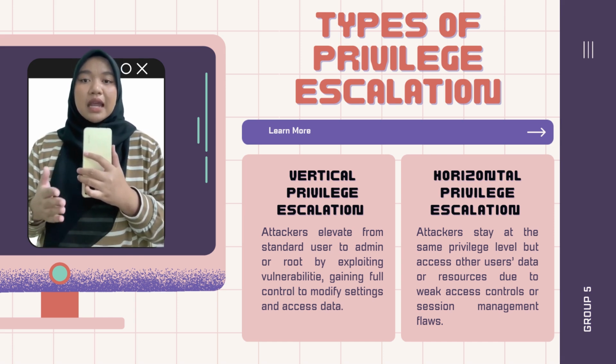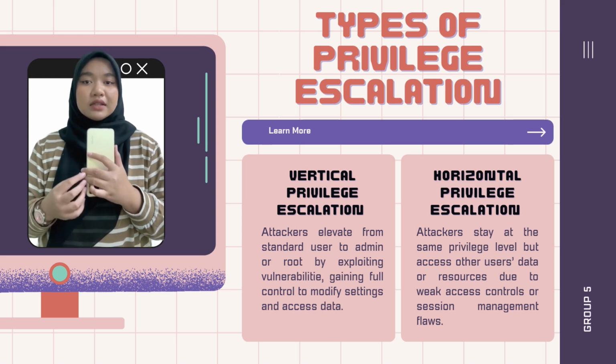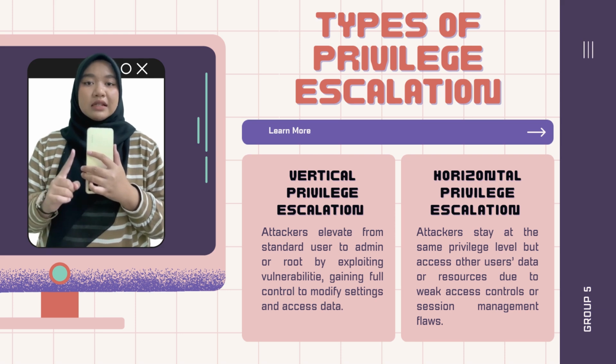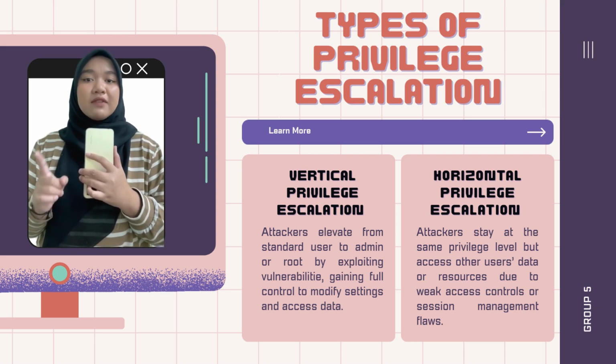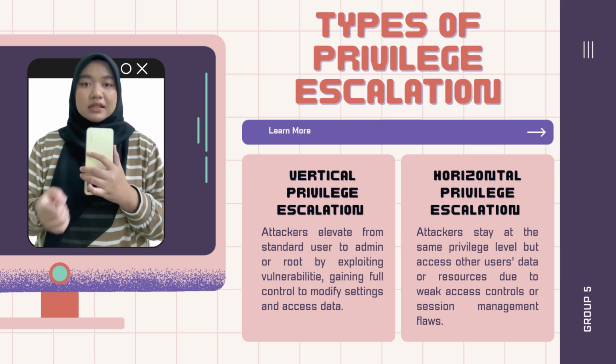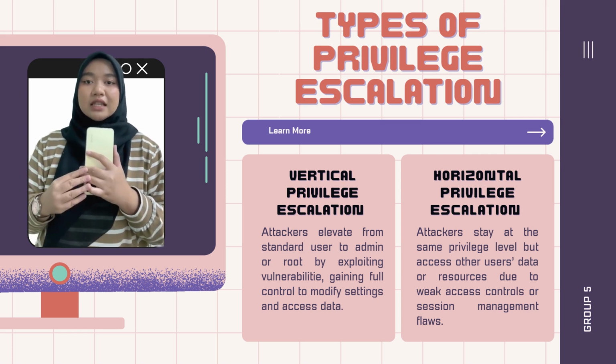This occurs when an attacker accesses another user's account with the same privilege level. For example, a normal user gaining access to another normal user's files or data. Although the privilege level does not increase, it still causes serious security and privacy issues.